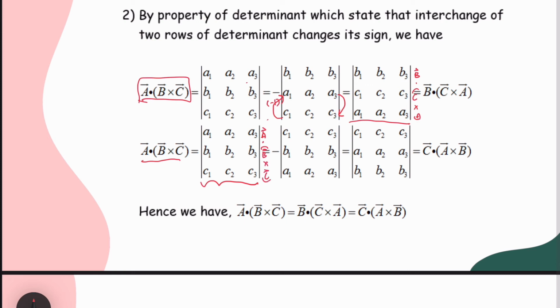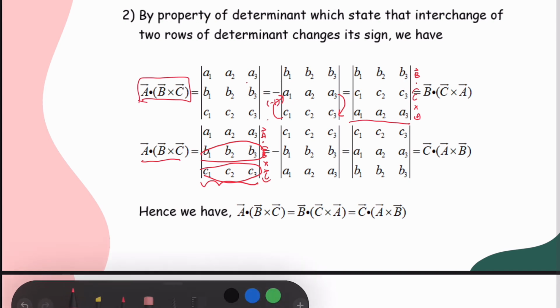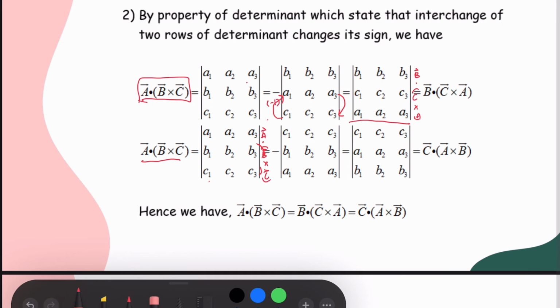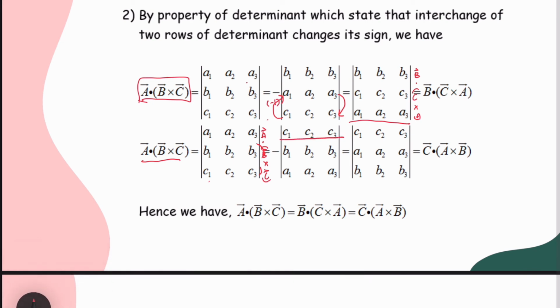So if you change the position of any row, you can change the position of any row. Let's say you change the position of C and A. So C goes up to row number 1, and A from row number 1 goes down to row number 3. When we interchange two rows, we get negative 1 in front. The sign will become negative.